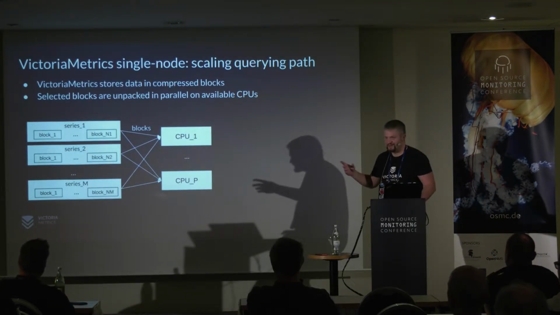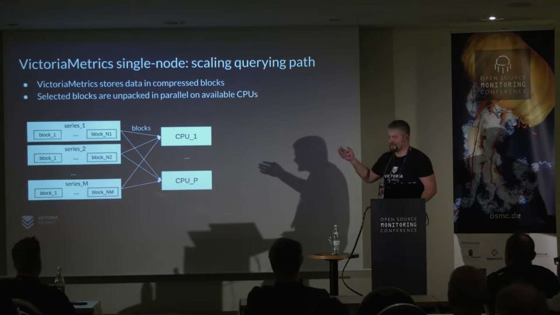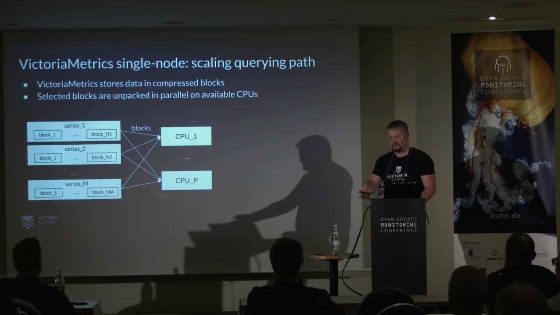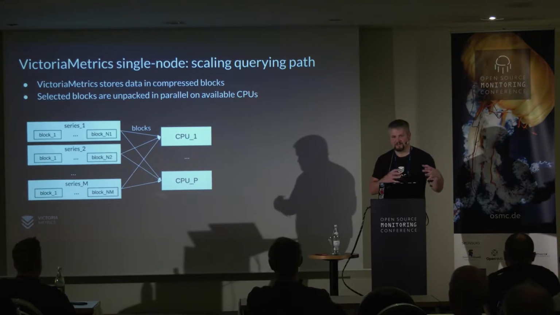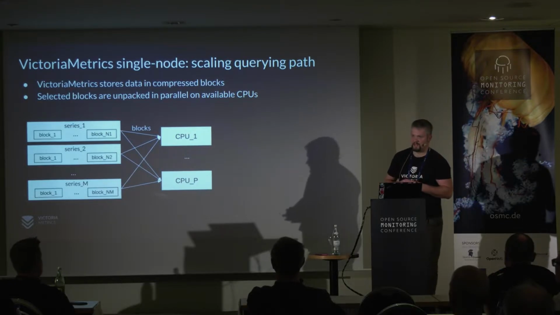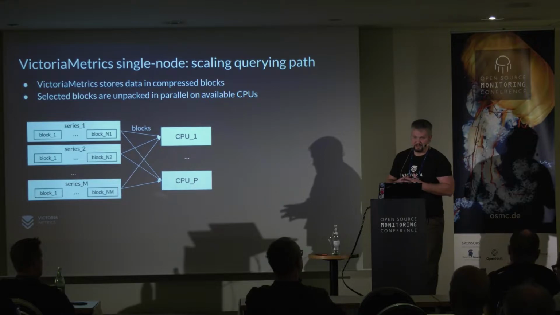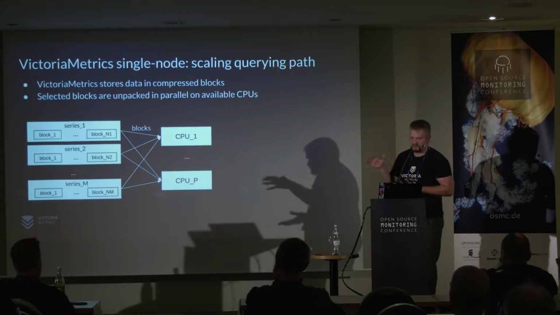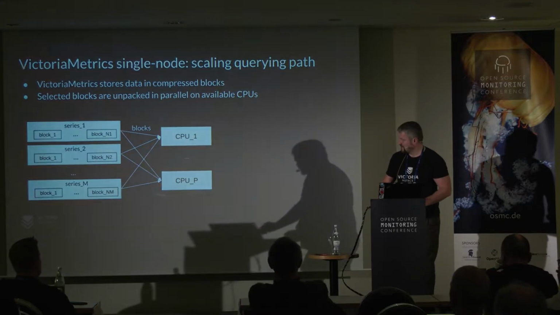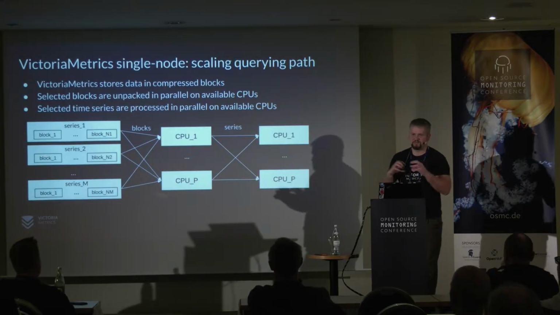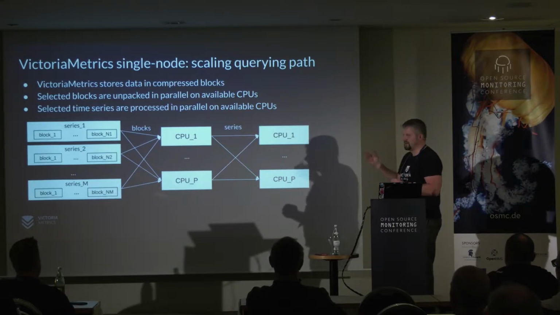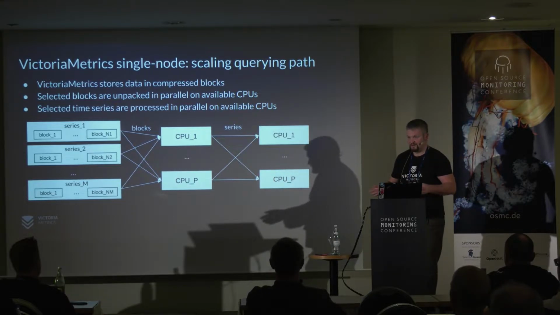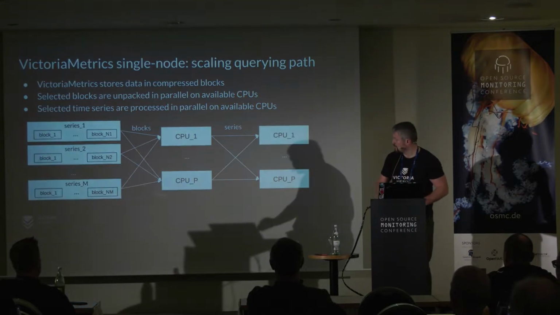Every time series consists of such blocks, and when during the query VictoriaMetrics reads the needed blocks, then it unpacks these blocks because the data is stored on disk in compressed form, and this unpacking is also performed on all the available CPU cores. And after that, when the blocks are unpacked, they are assembled into distinct time series, and every time series is also processed in parallel on all the available CPU cores. This allows scaling query performance with the number of CPU cores in VictoriaMetrics.